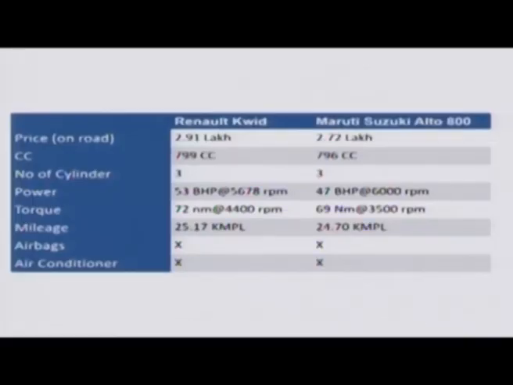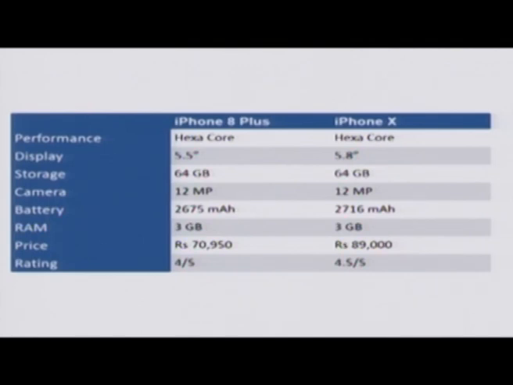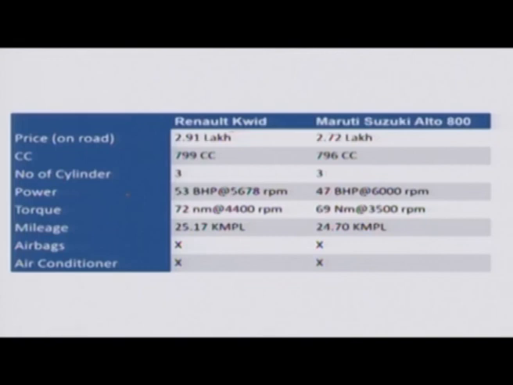So, let us look at them. The two cars you have chosen are Renault Kwid and Maruti Suzuki Alto 800. What are the parameters here? Here parameters are different. We saw for a mobile phone parameters are different, for a car things are different. So, price and then CC, engine capacity, then number of cylinders, power, torque, mileage, then other features like airbags, air conditioner. Now you can compare these two things and then depending on what you prefer, you can make a choice.